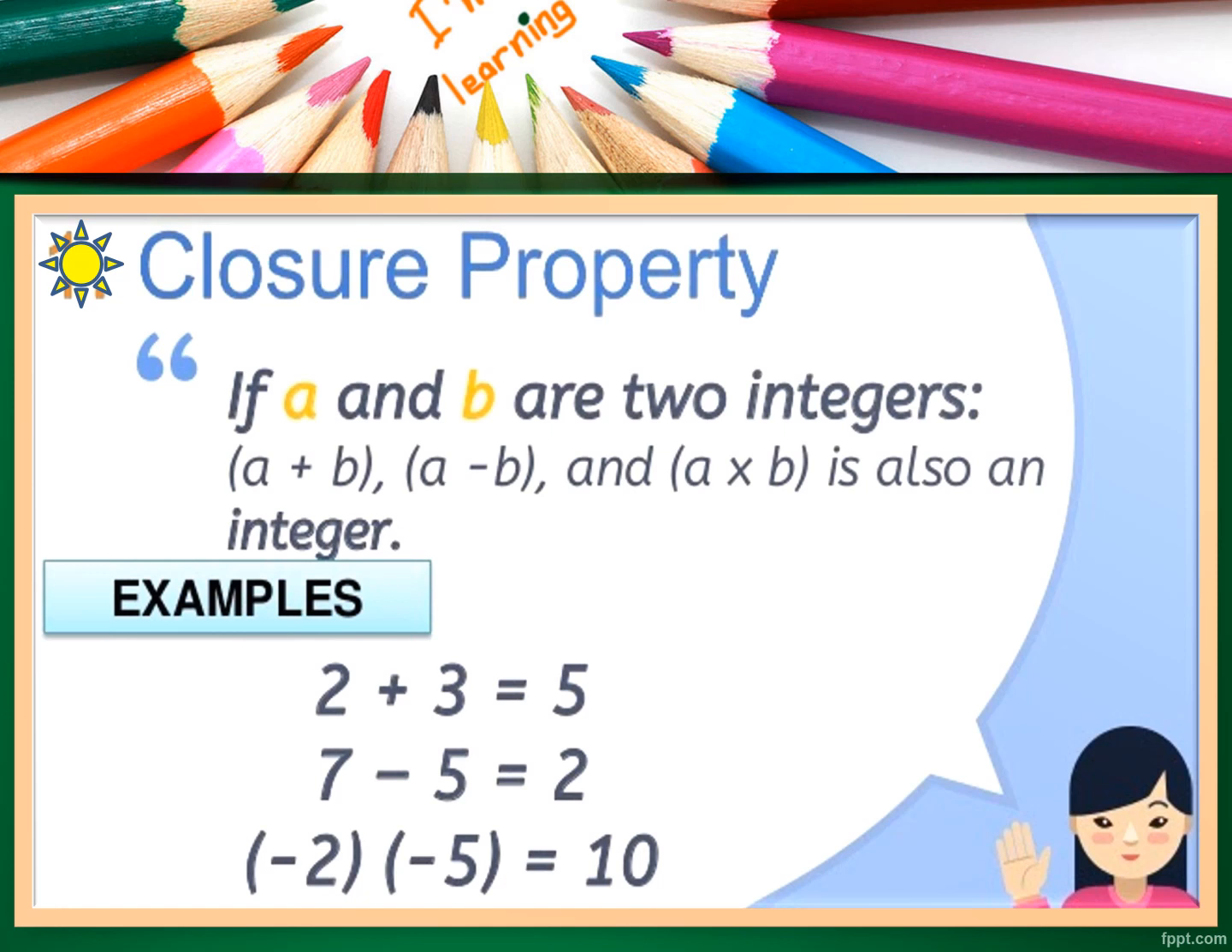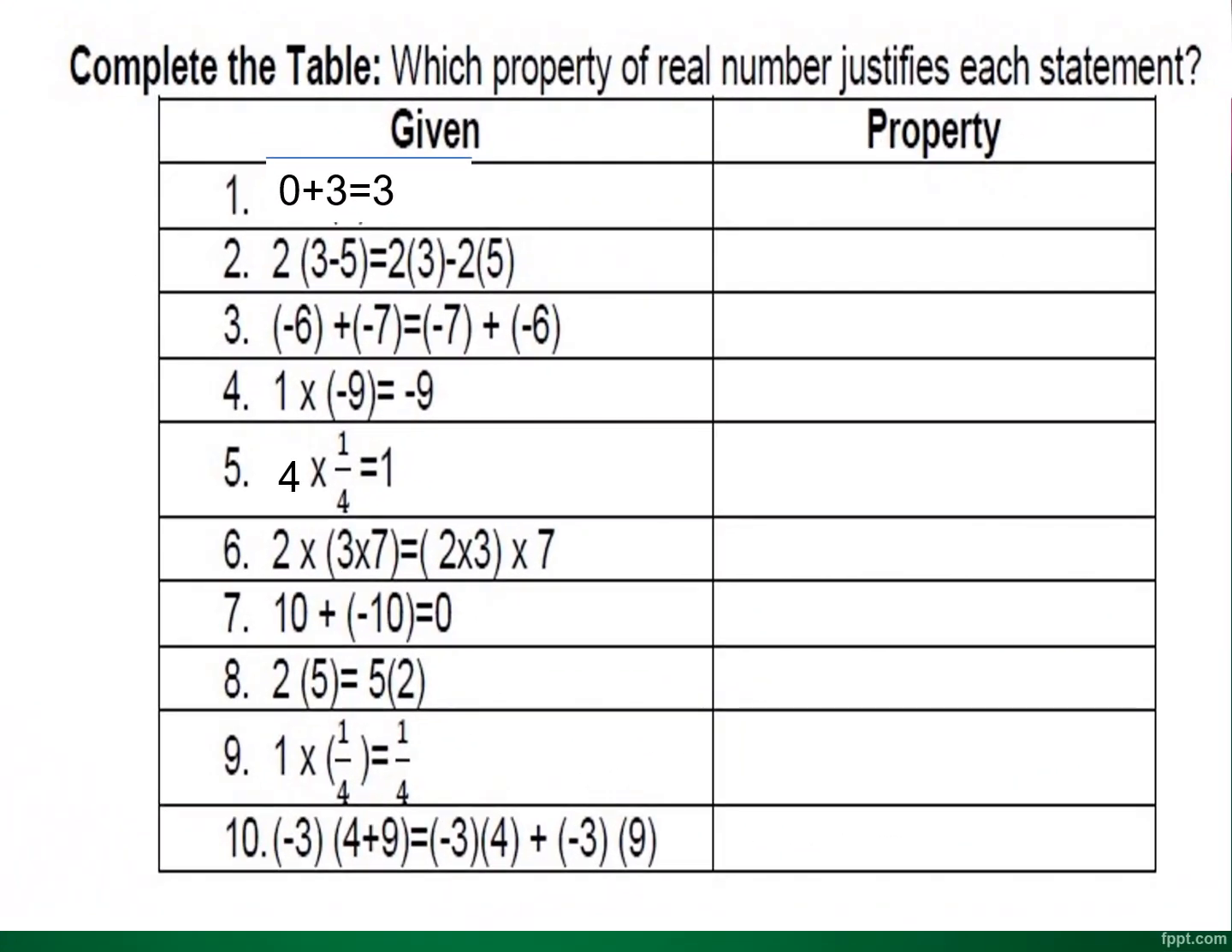So, 2 plus 3 equals 5. 7 minus 5 equals 2. So, ang nangyari, naging negative 2 times negative 5 is equals to 10. Sample lang yan. Okay, yun yung closure property natin. Integer pa rin yung kinalabasan. Yun yung closure property natin.